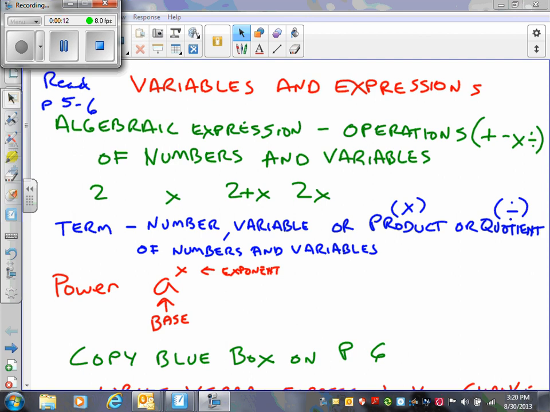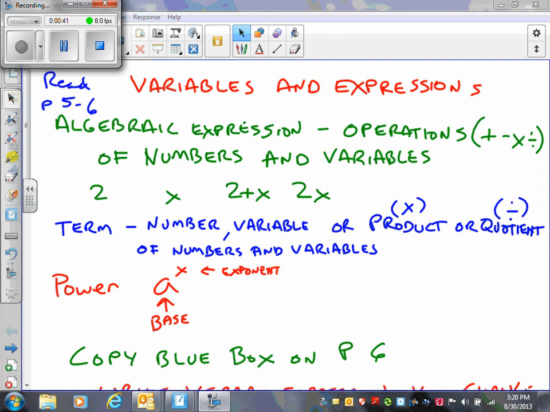An algebraic expression is something that has operations (add, subtract, multiply, divide), numbers, and variables. If it just has numbers and operations, it's a numerical expression. If it has variables, it becomes an algebraic expression. So some examples: 2x, 2 plus x, 2 divided by x, things like that.